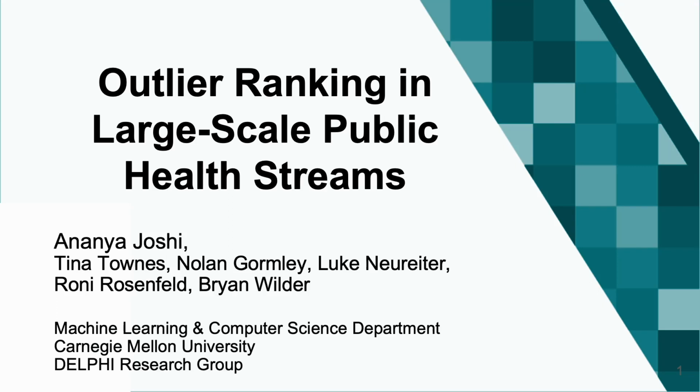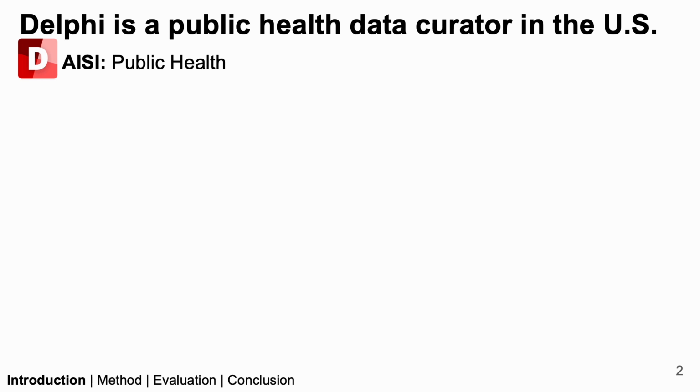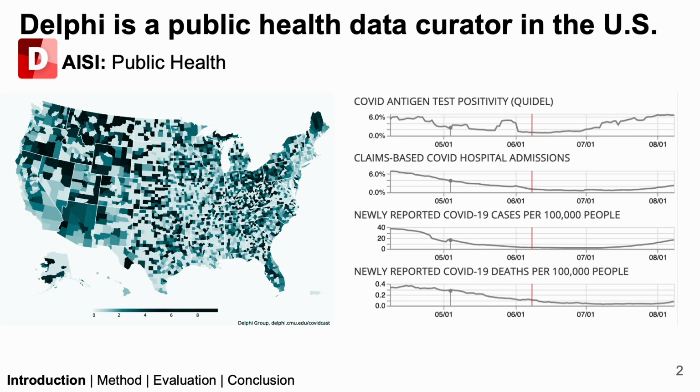Hello, my name is Ananya Joshi, and today I'll be presenting our work on outlier ranking in large-scale public health streams. This work was done in the Machine Learning and Computer Science departments at Carnegie Mellon University, and with the Delphi Research Group.